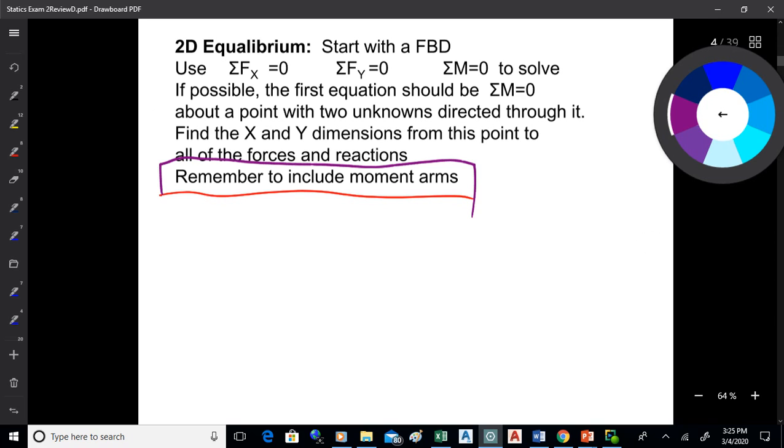I've seen a fairly common error, to forget to include moment arms in a moment equation. What that'll do is blow your answers up. They'll start looking way out of proportion to what was given initially, okay? So remember, just check that if your answers look odd, okay?